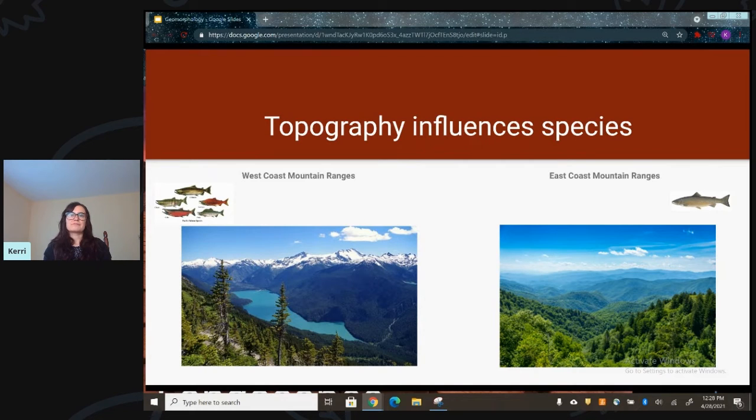Meanwhile, the picture on the left shows mountains on the west coast, which are much younger and have these huge jagged peaks. Tectonic activity over the past 30 million years along the Pacific Rim has resulted in these rising coastal mountains all along the west coast, from California all the way up to Alaska.